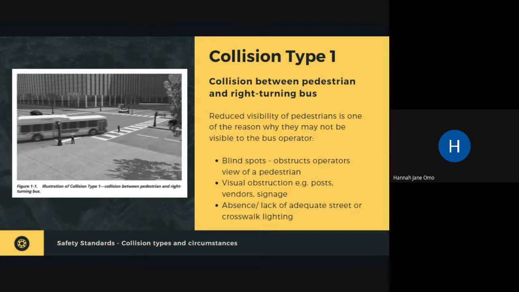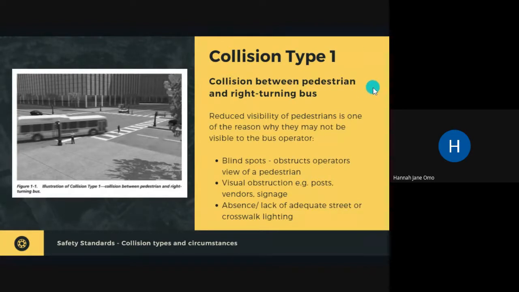Reduced visibility of pedestrians is one of the reasons why they may not be visible to the bus operator. This may be caused by blind spots, which obstructs the operator's view of a pedestrian, visual obstructions such as posts, vendors, and signages, and absence or lack of adequate street or crosswalk lighting.